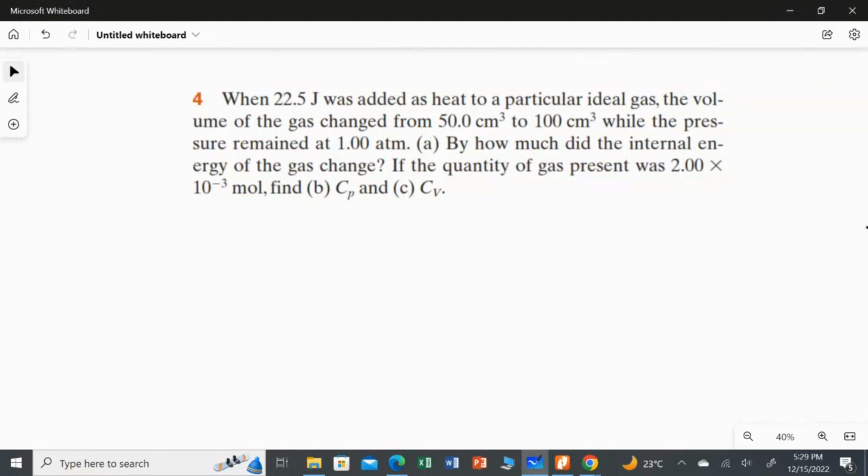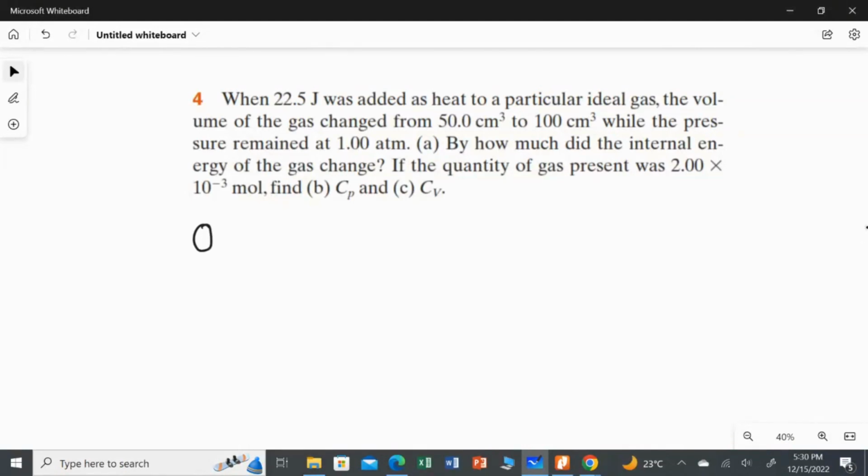So in this question, they gave the heat. That means you are adding some amount of heat to an ideal gas. And its volume changed from 50 centimeter cube to 100 centimeter cube. And you have to maintain the pressure as a constant because the pressure here is not changed, which is 1 atm. So if you want to solve the question, we have to convert this atm to Pascal. Clear? Okay, now first of all, I'm going to write the given.